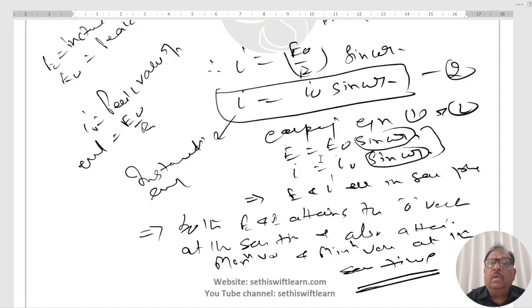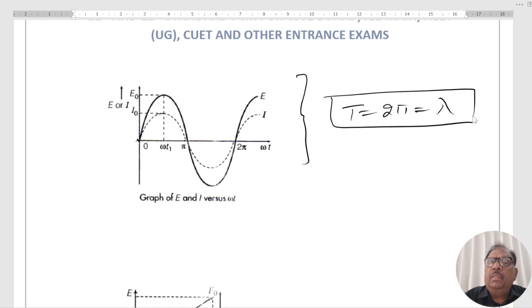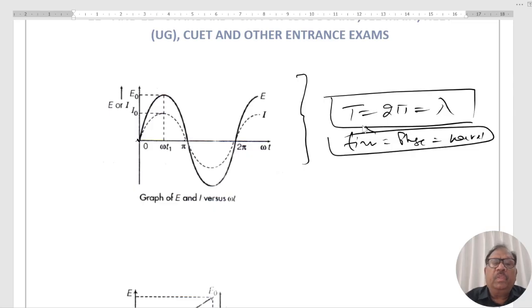Graphically it is shown here: 0, pi, 2 pi, attaining maximum at the same time. As we know, T corresponds to 2 pi corresponds to lambda. That is time, phase angle, and wavelength, distance. They are related by this formula. So they attain the same value at the same time: zero value, maximum value, minimum value, and similarly all other values. That is the meaning of same phase.